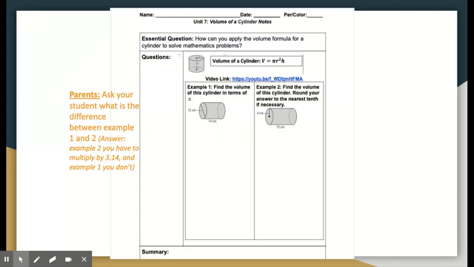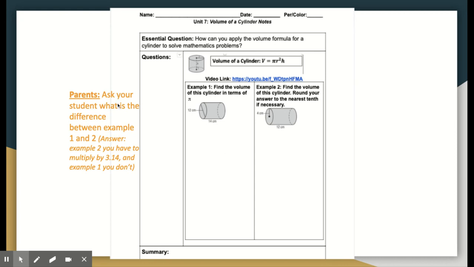So first, your student will get their notes sheet. Here, the student will click on the video link and watch me do the example problems. So I'll go over example 1, I'll write all the steps out, and your student will copy down the notes on their paper. Then the video will go on to example 2. Again, I will be doing all the problems, all the steps, and your student will copy it onto their paper.